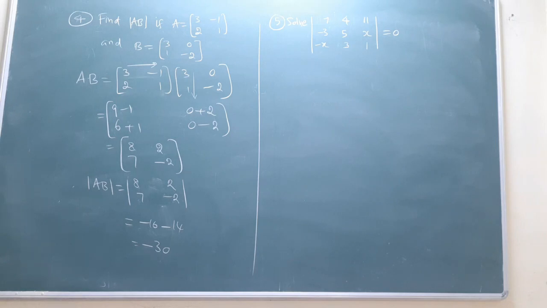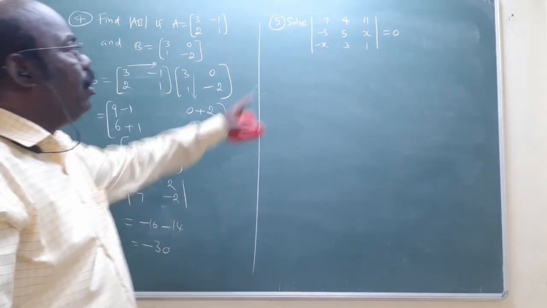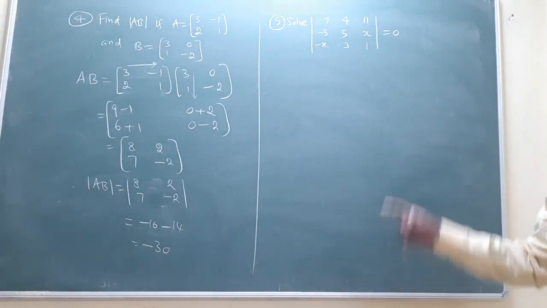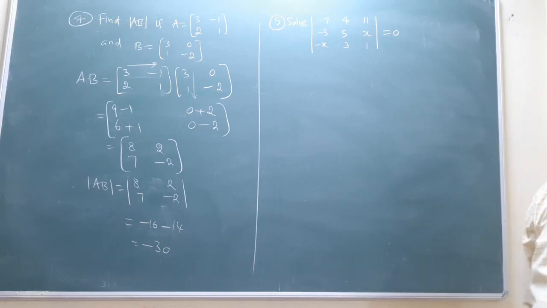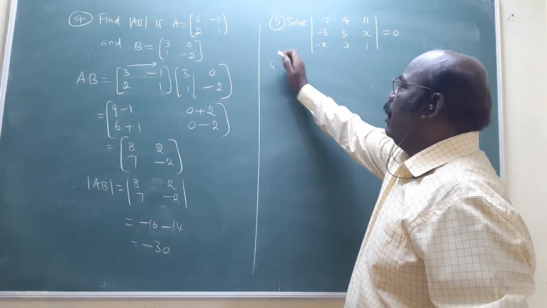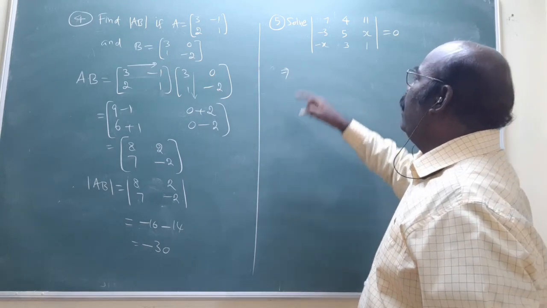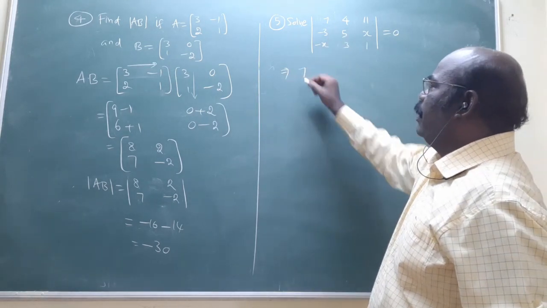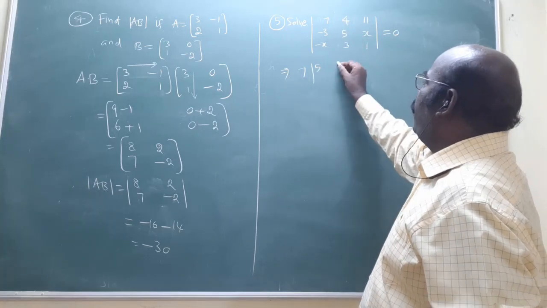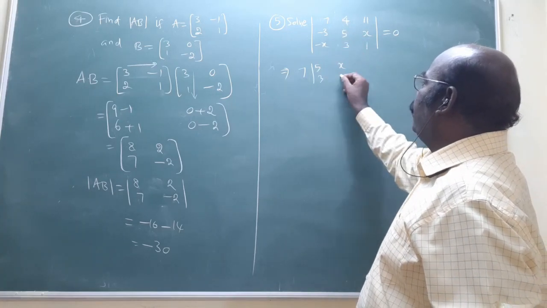Two more questions. Now the next question, already told you, solve. Solve means what? Already told you, you must find the unknown quantity. Now this is unknown. What is given? Calculate the answer. First one is what? 7 is there. The 7 row and column cancel. The remaining elements are 5, x, 3, 1. Am I right?